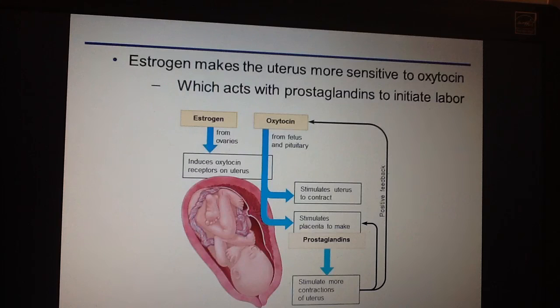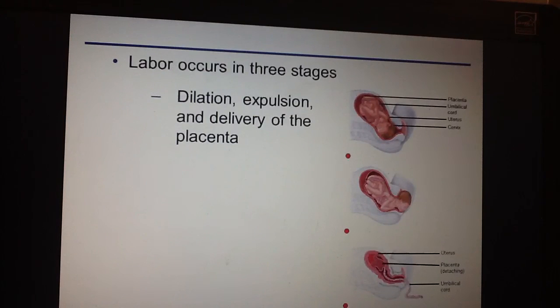What also happens is it causes the placenta to make something called prostaglandins, which causes the uterus to contract even more. So the hormones are causing even more hormones that cause even more contractions. This is a positive feedback mechanism, and it continues until ultimately the baby's out and the uterus no longer has a need to contract.